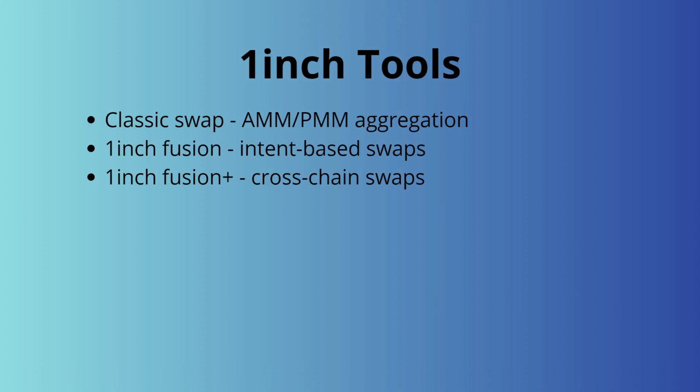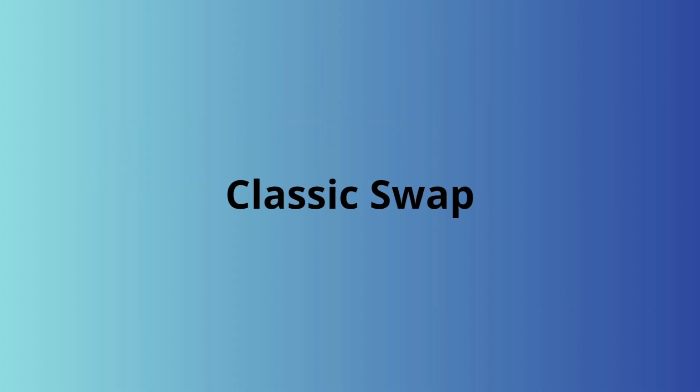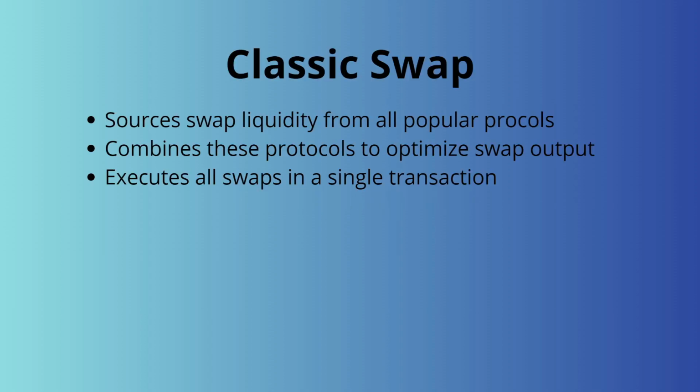The tools that 1inch provides us are the Classic Swap, which is the first tool that 1inch has provided. Then they have also created the 1inch Fusion system, which is intent-based swaps, and also 1inch Fusion Plus, which is cross-chain swaps. Let's give an overview of all these tools.